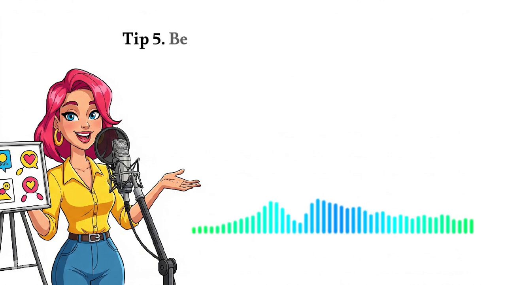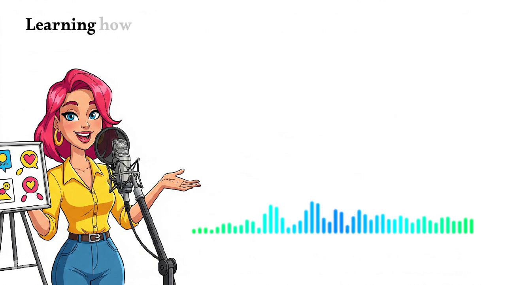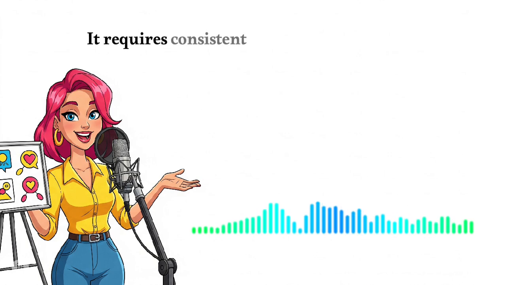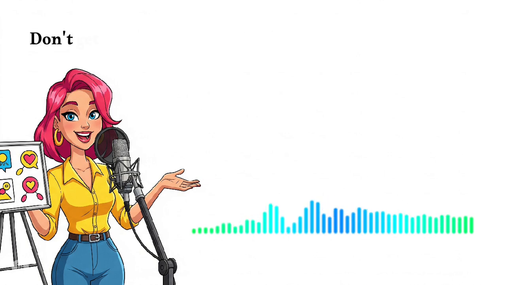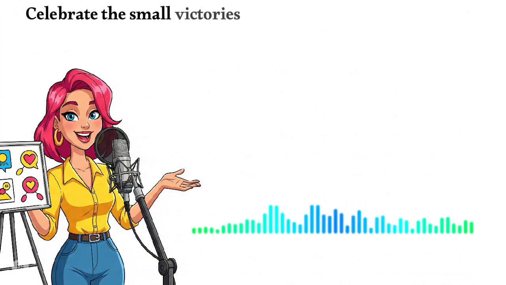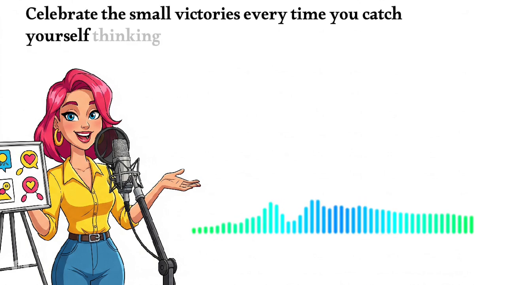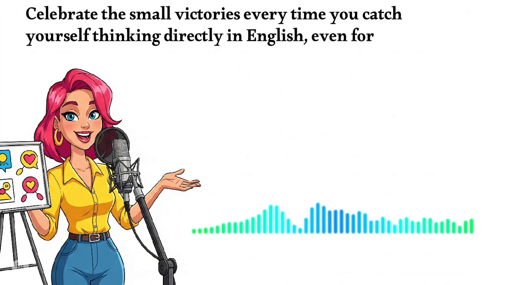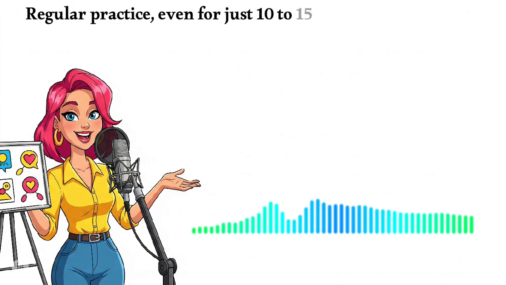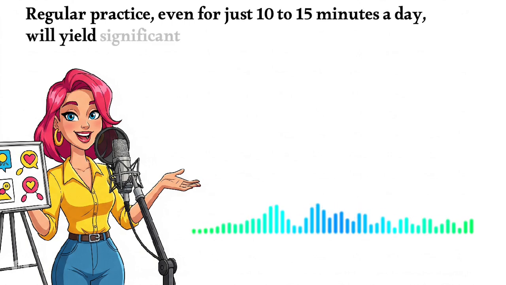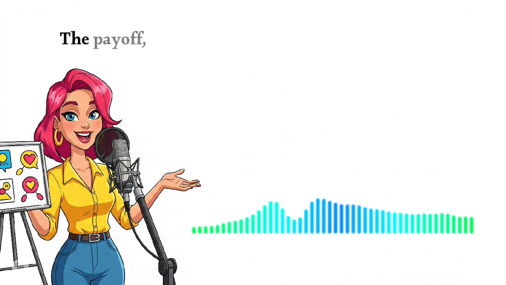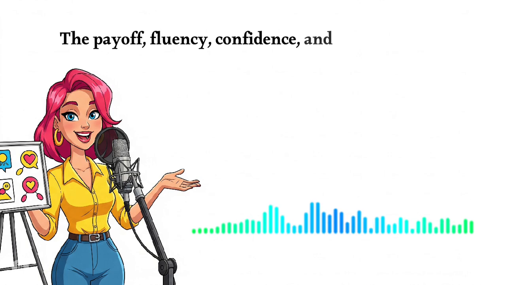Tip 5. Be patient and consistent. Learning how to think in English is not an overnight process. It requires consistent effort and patience. Don't get discouraged if you don't see immediate results. Celebrate the small victories. Every time you catch yourself thinking directly in English, even for a moment, that's progress. Regular practice, even for just 10 to 15 minutes a day, will yield significant results and truly improve your English over time.